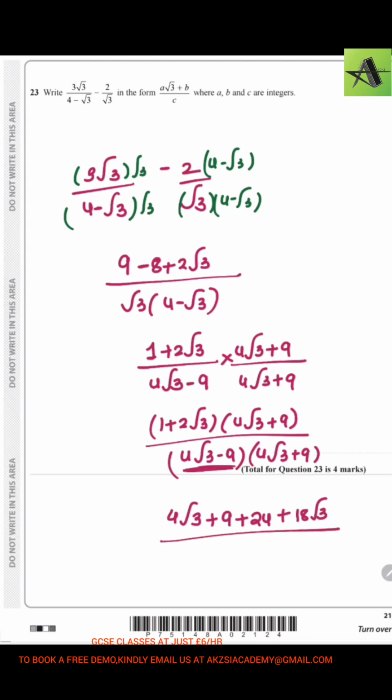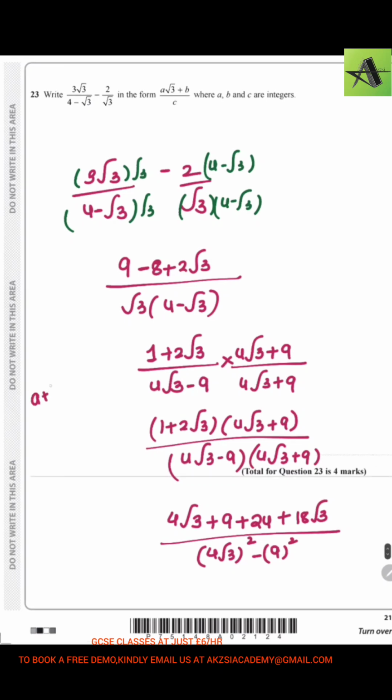Now this is a plus b, a minus b, okay? So same numbers but separated by positive and negative signs. So it would be directly 4 root 3 whole square minus 9 squared. If you have this format a plus b times a minus b, the expansion is directly a squared minus b squared. Same I have applied here. Now simplifying this will be 22 root 3 plus 33 over 4 root 3 whole squared is 48 and this is minus 81.